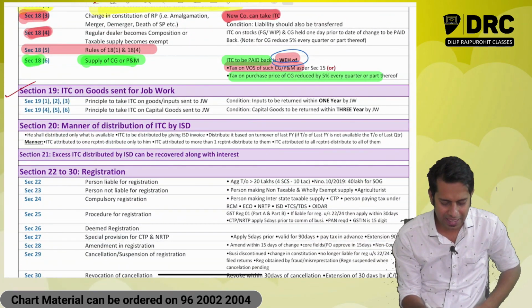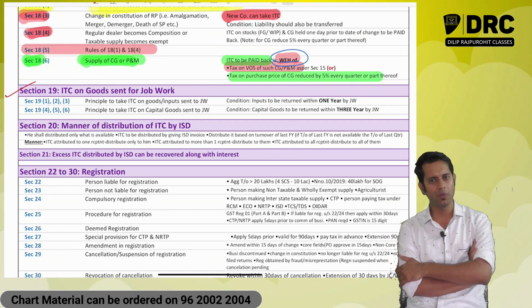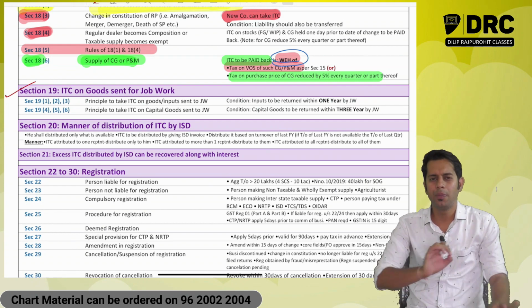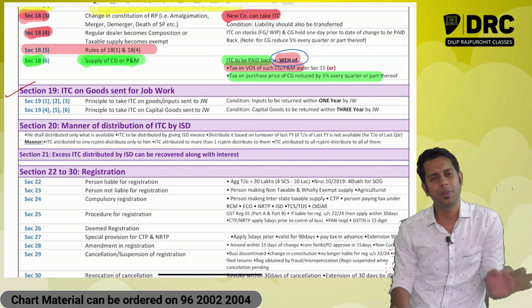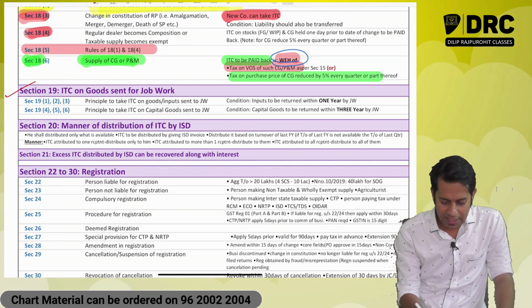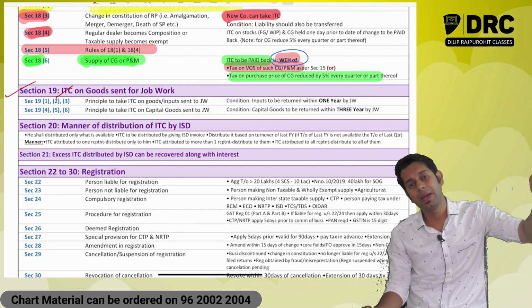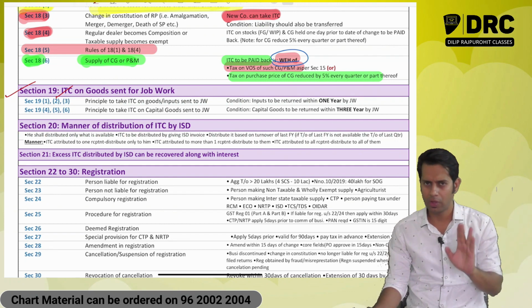Section 19. Section 19 talks about what's the input tax rate in case of job work. Section 19 subsection 1 says the principal can take input tax credit on inputs which are supplied by him to the job worker for the purpose of job work. Section 19 subsection 2 says the principal can also take the input tax credit on the goods which are directly supplied by the supplier to the job worker for the purpose of job work.